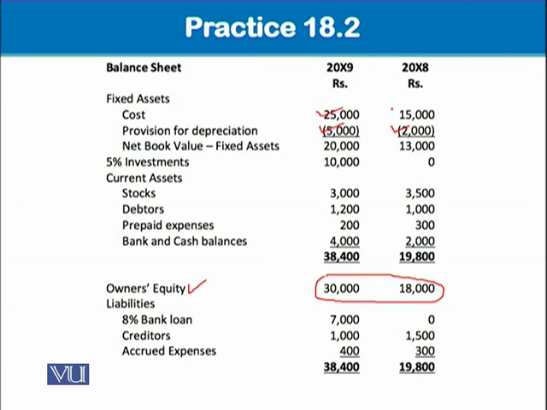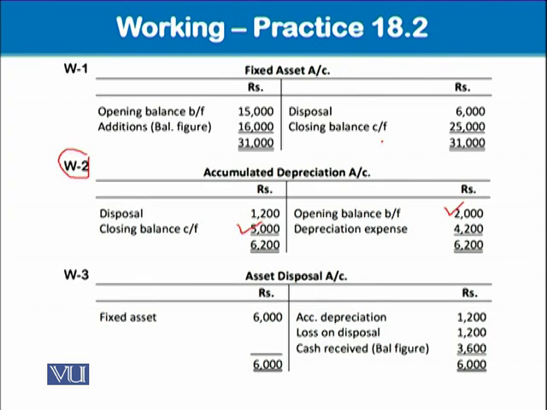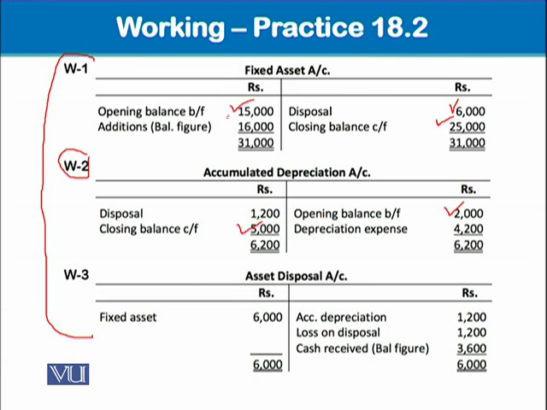So cost is given, okay, and accumulated depreciation is given. Now focus over here. So we have all this information with us. Put the opening balance of fixed asset and the closing balance of fixed asset. Again, I'll say that this working 1, 2, and 3 will be easy for you if you have a grip on accounting for fixed assets. All right. Well, so we have the cost of the asset which was disposed of. The balancing figure is the addition in the fixed asset.